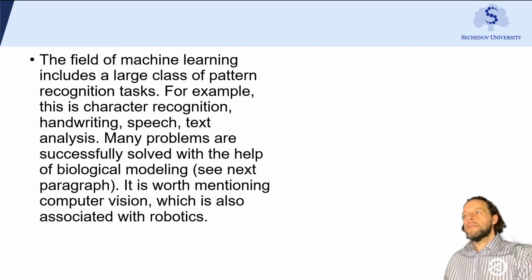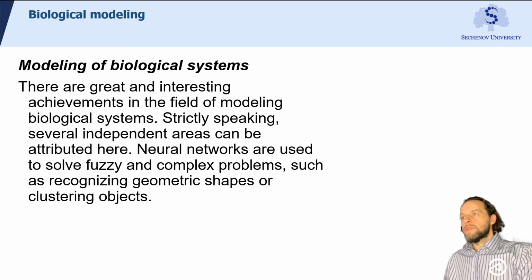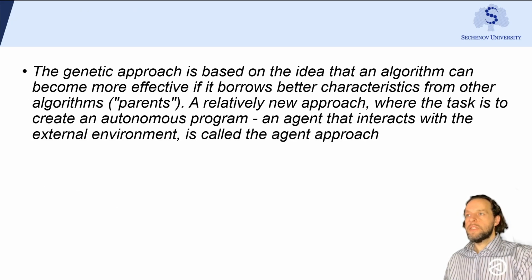For example, it could be applied for character recognition and, for example, handwriting, speech processing could be solved with machine learning. And it is very useful in modeling of biological systems also. And biological systems modeling is a complex area where we are able to apply neural networks as well as machine learning techniques.